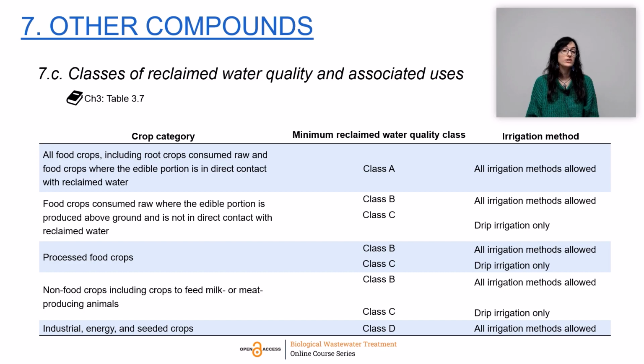Here we have additional information on the reclaimed water related to the final use based on its quality. We can see different crops categories and also what is the minimum water quality that is needed for the irrigation of these crops. The water quality is presented following the same classification as we saw in the previous slide. And we have information as well on the allowed irrigation method.